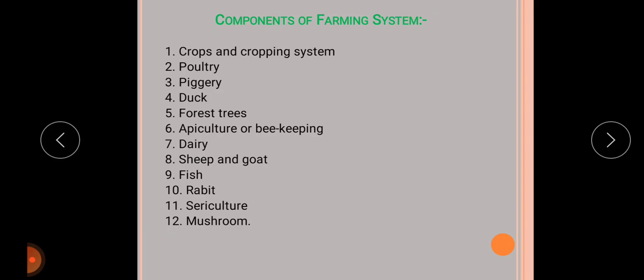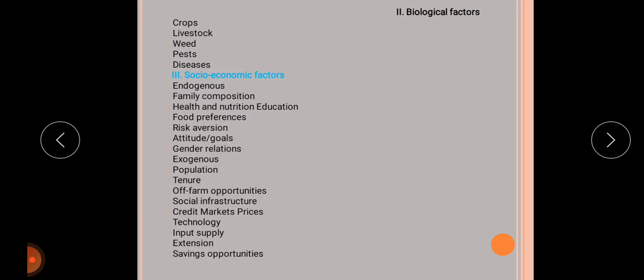Then we discuss the different components of a farming system. There are a number of distinct components of a farming system. The first one is crop and cropping system. Then second, poultry, piggery, duck, forestry, apiculture or beekeeping, dairy, sheep and goat, fish, rabbit, sericulture and mushroom production. These are the different components of a farming system.